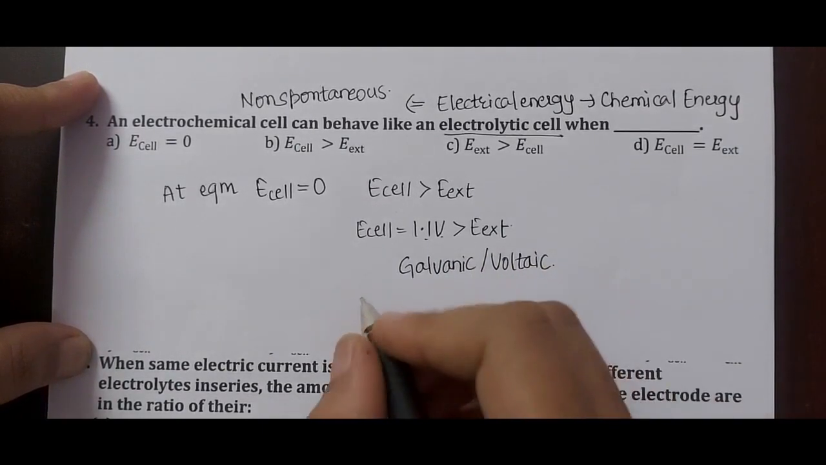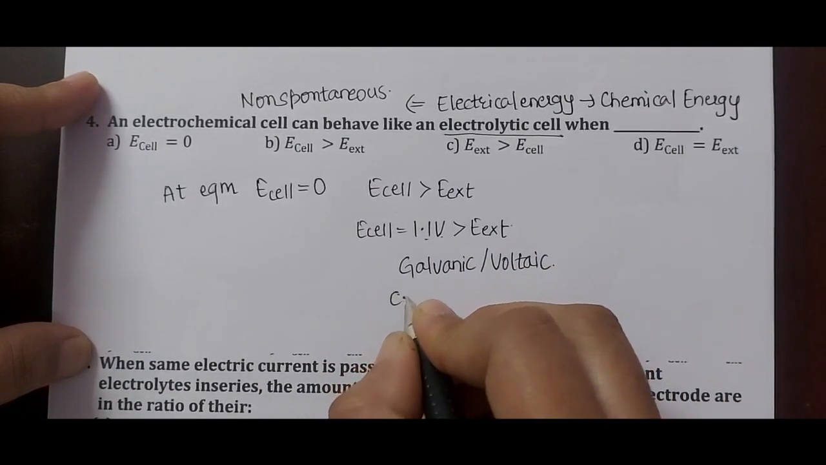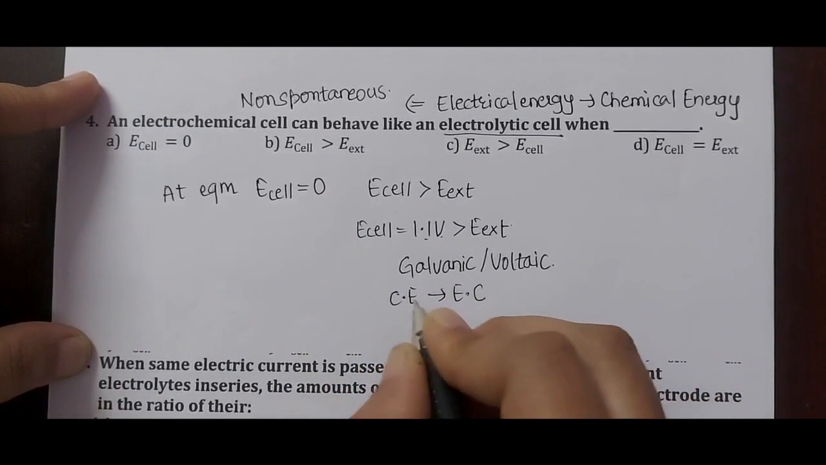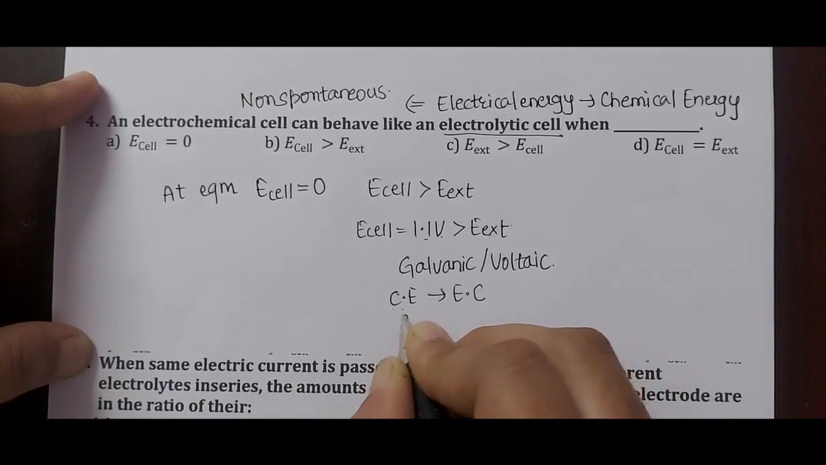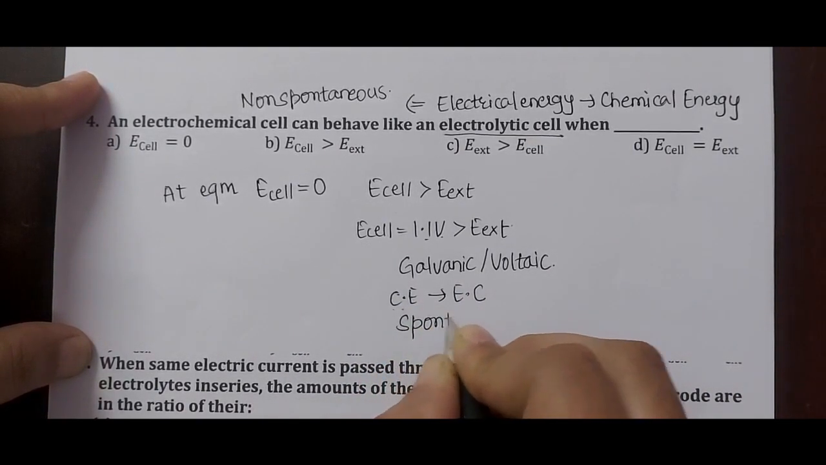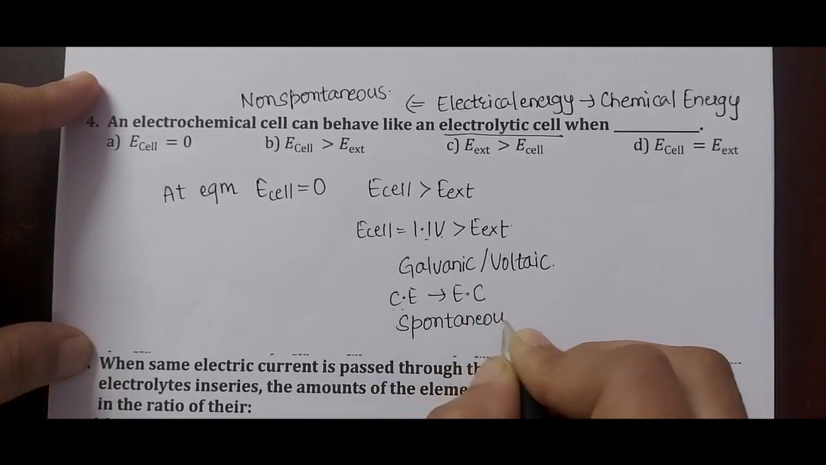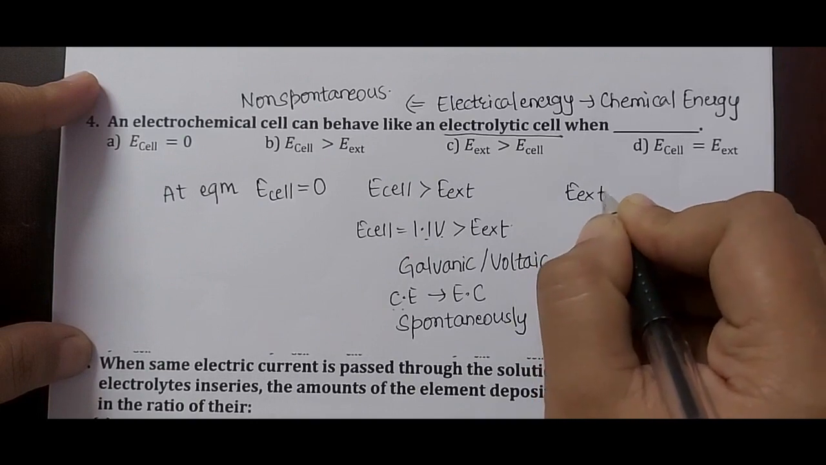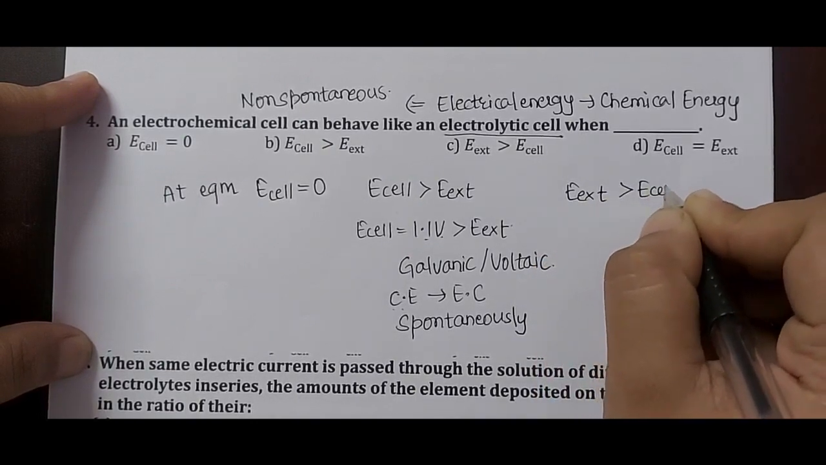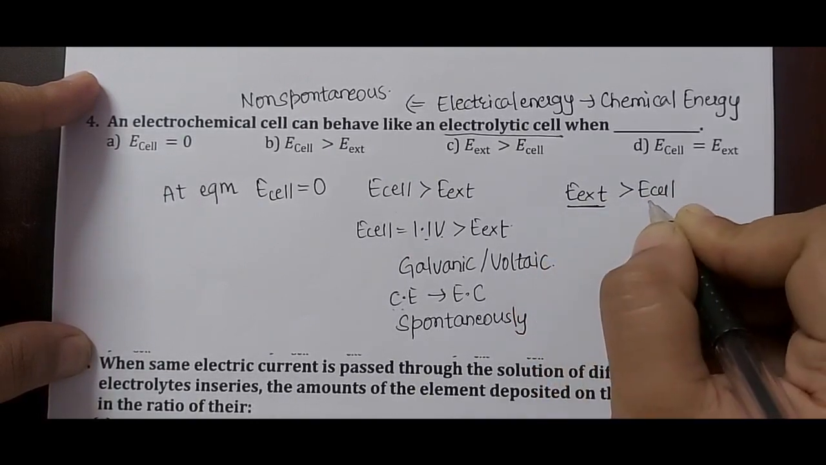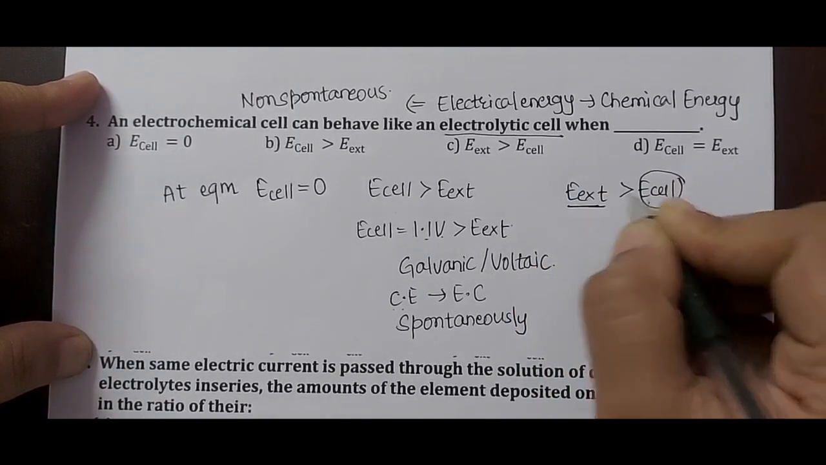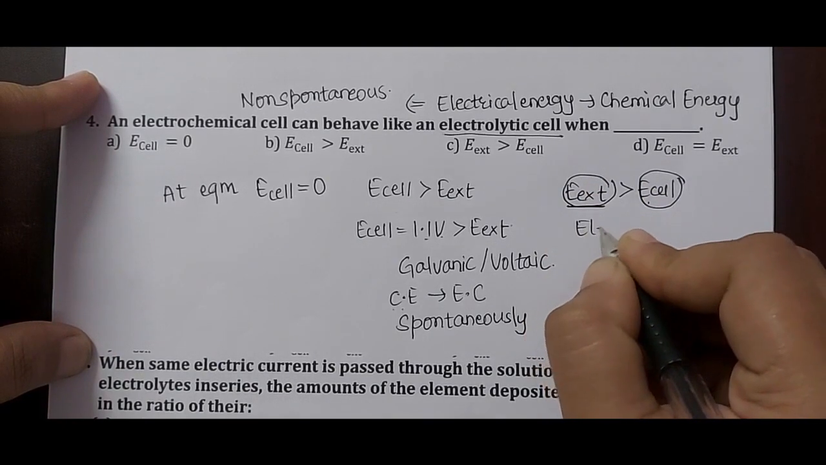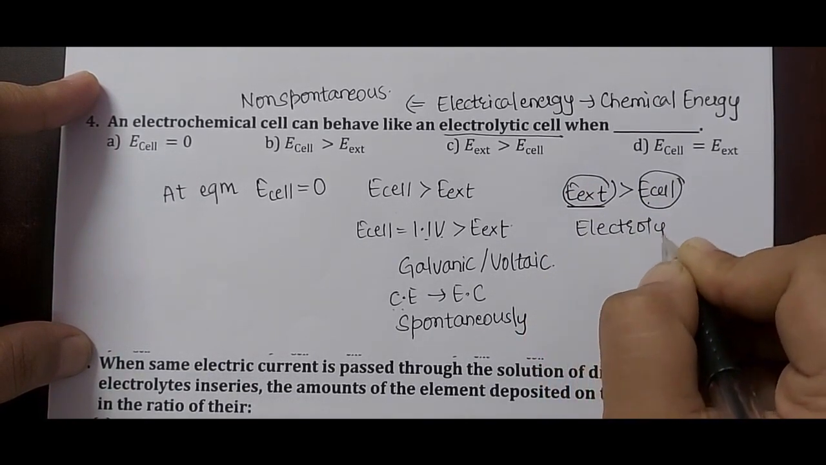Now what does this mean? Again we'll recall conversion of chemical energy to electrical energy, and conversion of chemical energy to electrical energy occurs spontaneously. Now, if the E external is greater than E cell, that means the current produced is less than the current supplied, we can say that here it is acting as an electrolytic cell.